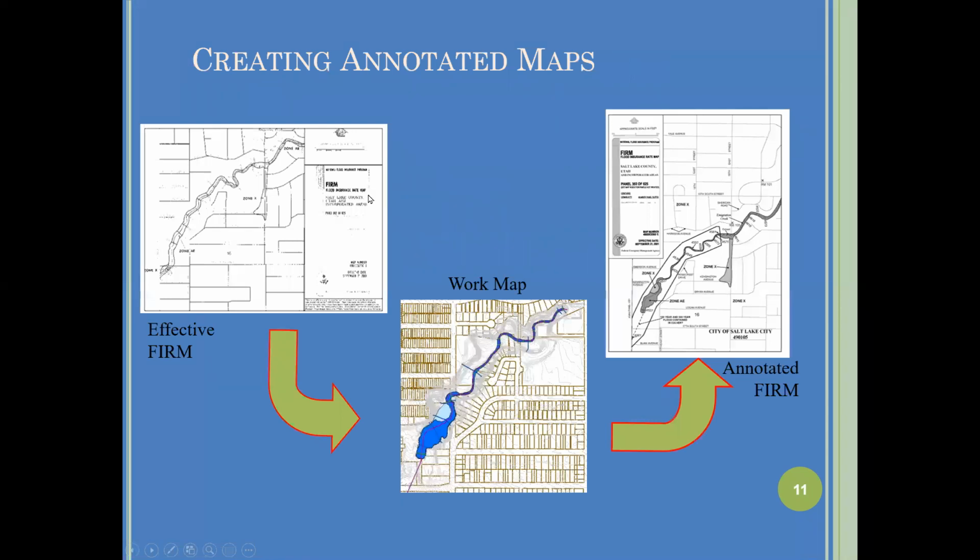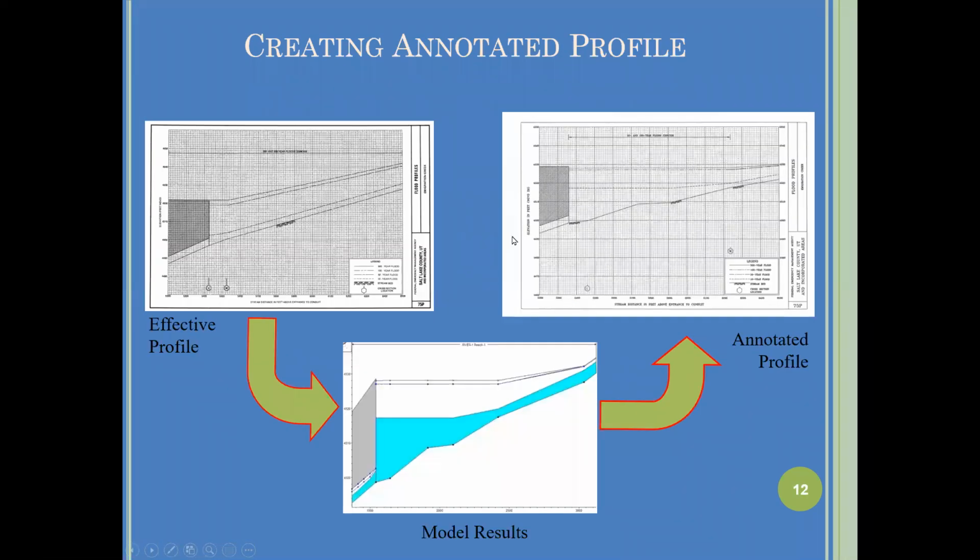Here we're going to go into the components of a LOMR. You have an effective map. You go through the process of analyzing the flood source and determining new floodplain boundaries. Then you annotate that FIRM. You also take the original profiles and revise them to show the new elevations.